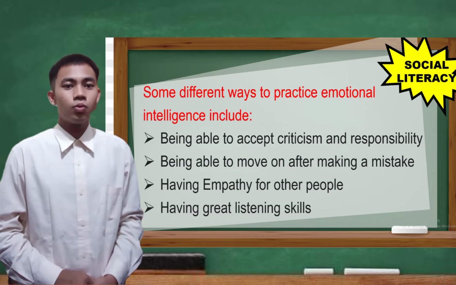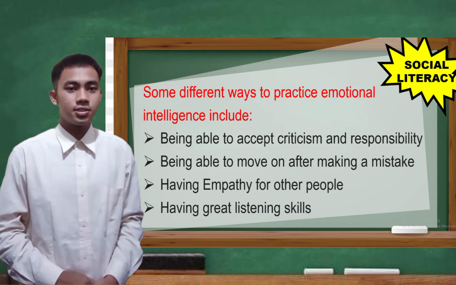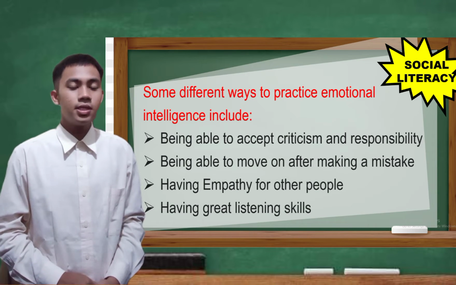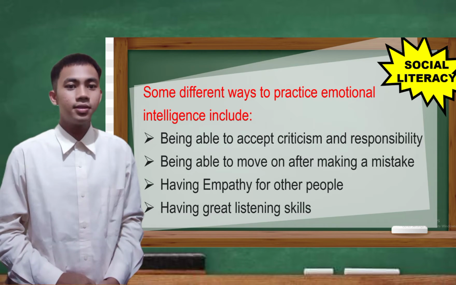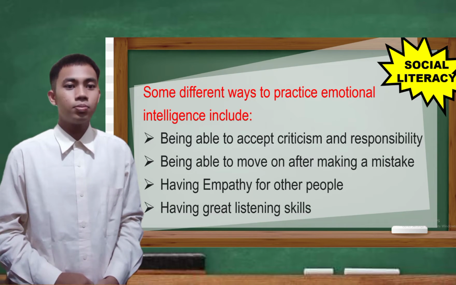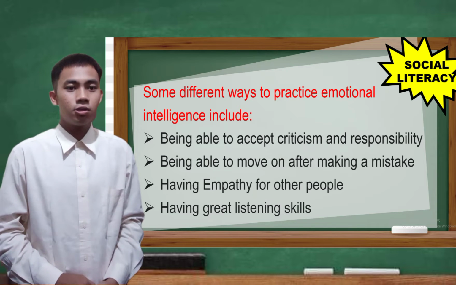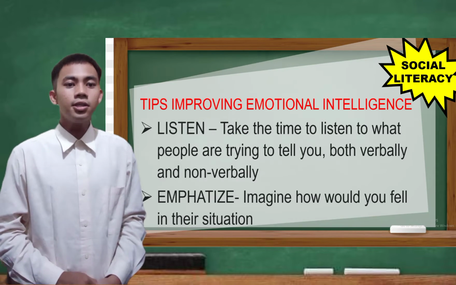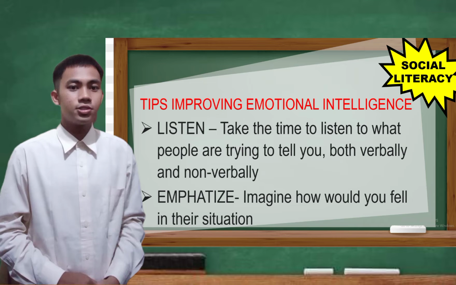There are some different ways to practice emotional intelligence, including being able to accept criticism and responsibility, being able to move on after making a mistake, having empathy for other people, and having great listening skills. Understanding emotions can be the key to better relationships, improved well-being, and stronger communication skills. So there are tips for improving emotional intelligence.